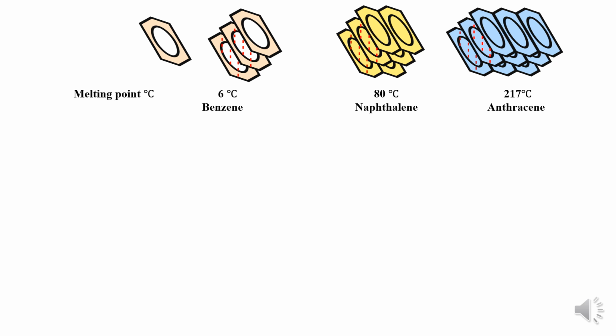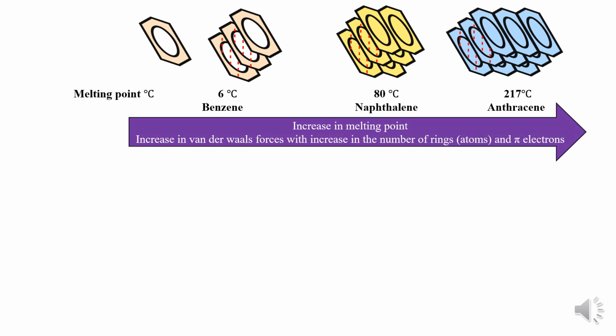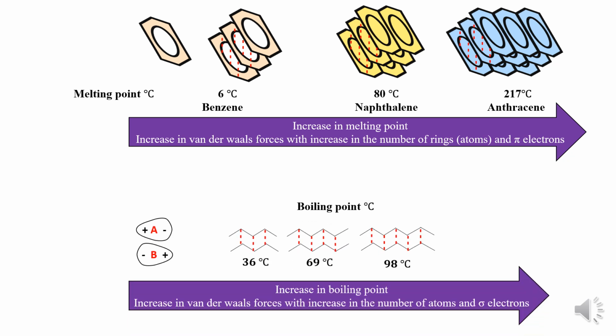So it is the van der Waals forces that hold these aromatic rings, that is planar aromatic rings, be it benzene, naphthalene or anthracene together. So there is increase in the melting point with the increase in the van der Waals forces. So there is increase in the van der Waals forces with increase in the number of rings. When I say there is increase in the number of rings, I am also referring to the pi electrons. So there is increase in van der Waals forces with increase in number of rings and pi electrons.